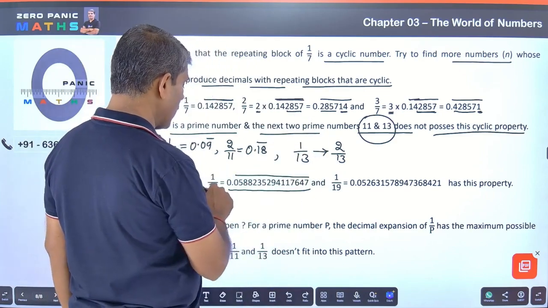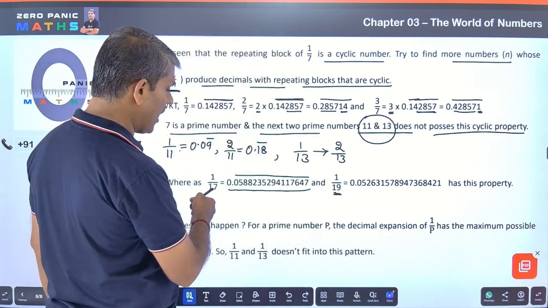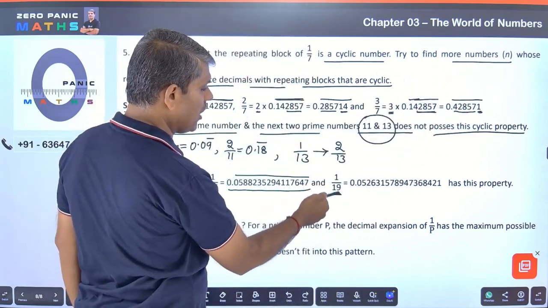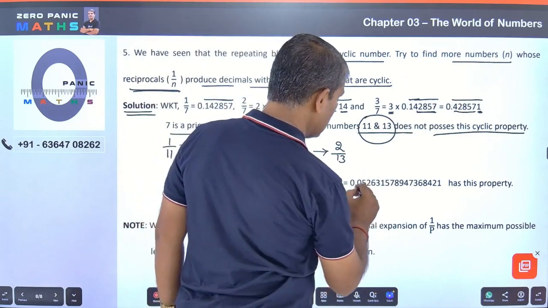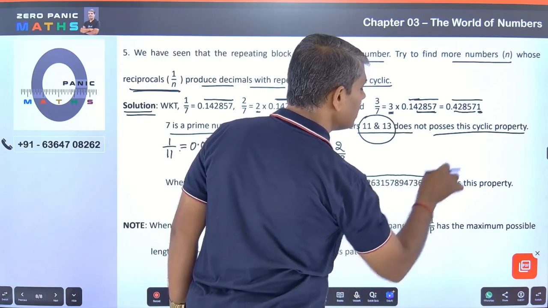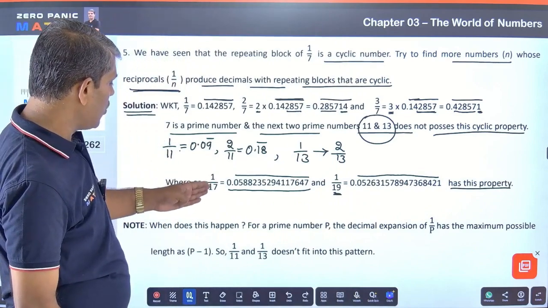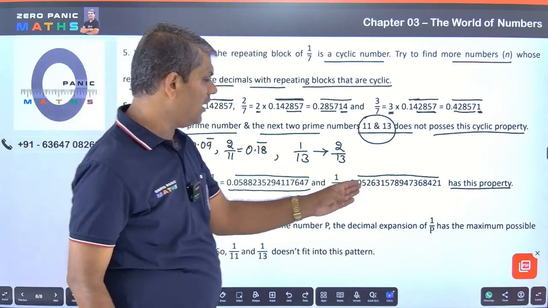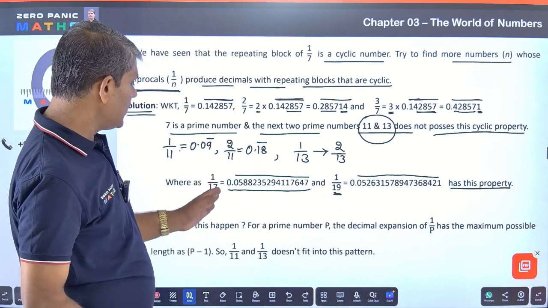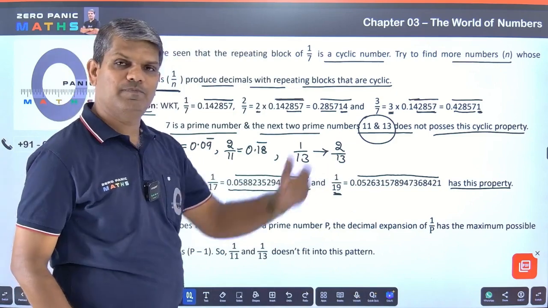Even for 1 by 19, because 19 is the next prime number. I'm considering only prime numbers, trying to find this n, the reciprocal of n, which is 1 by 17 and 1 by 19. This also has some digits, and after those digits the same digits repeat. This is done by trial and error, and then you see that these values are getting repeated.